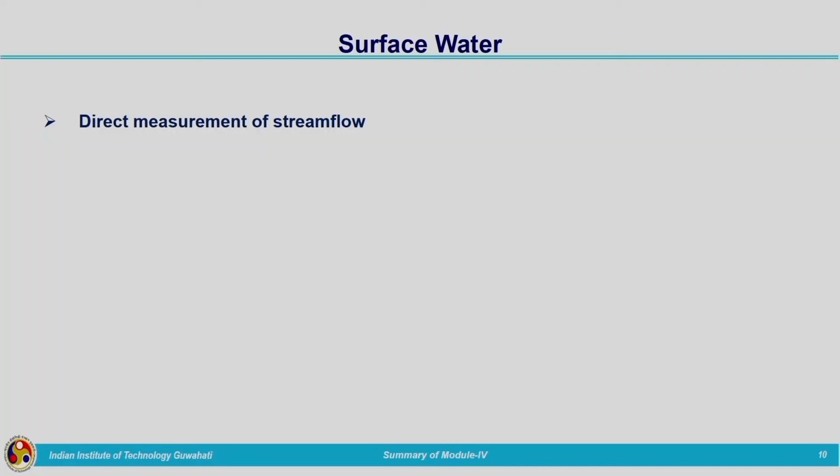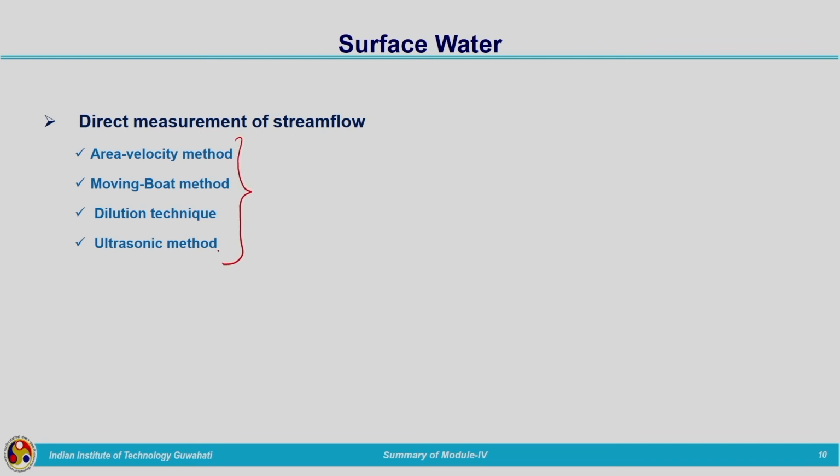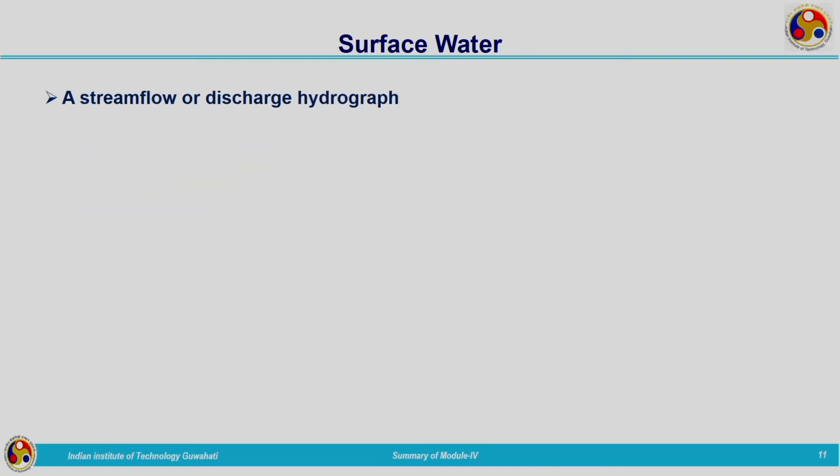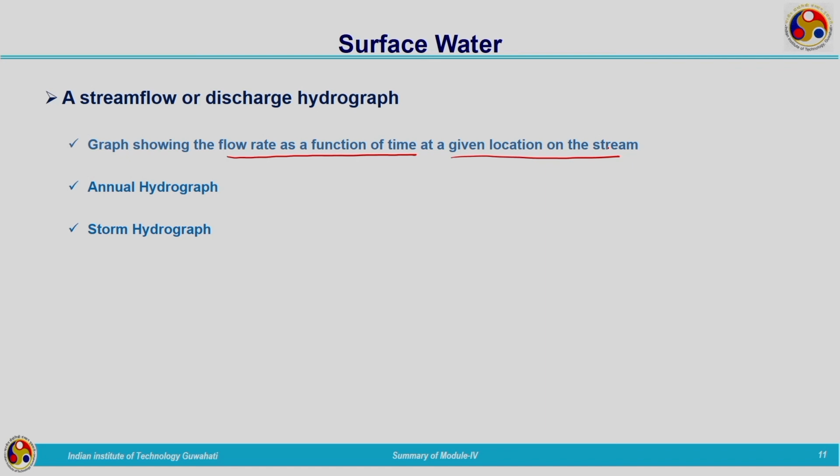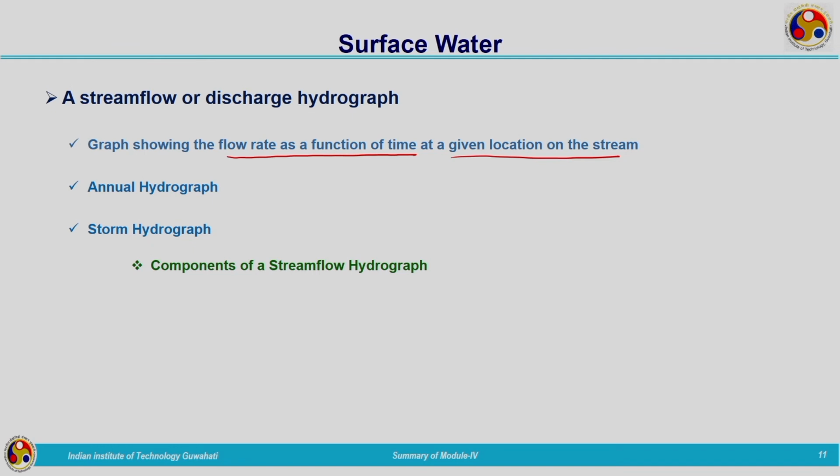So, different ways of measurement of stream flow include the area velocity method, moving boat method, dilution technique, and ultrasonic method. These four methods we have covered for the direct measurement of stream flow. After measuring the stream flow, how can it be represented for study purposes? Stream flow is represented by means of a stream flow hydrograph. It is nothing but a graph showing the flow rate as a function of time at a given location of the stream. We have seen the annual hydrograph and the storm hydrograph. The annual hydrograph is the stream flow plotted for the entire year, and the storm hydrograph is plotted only for the period of the storm and also for a certain time afterwards.